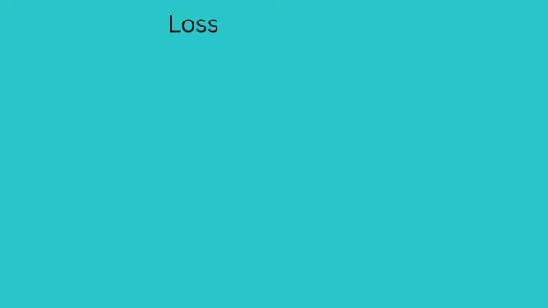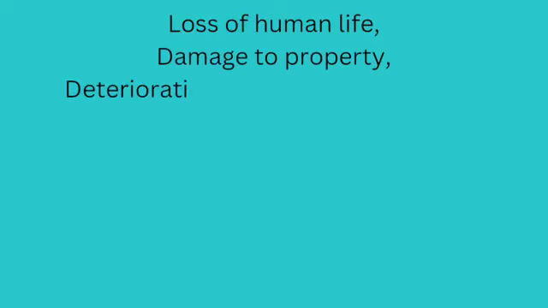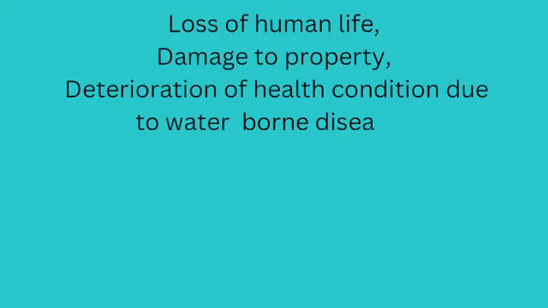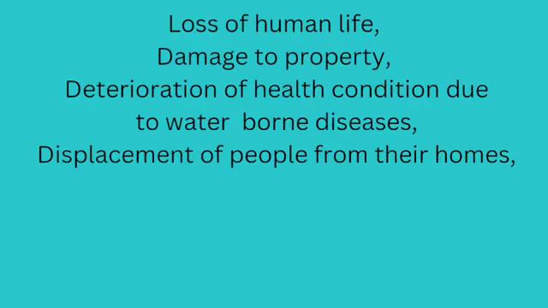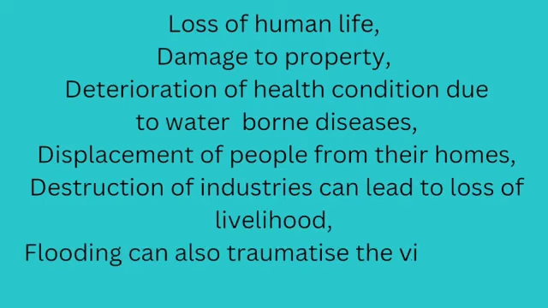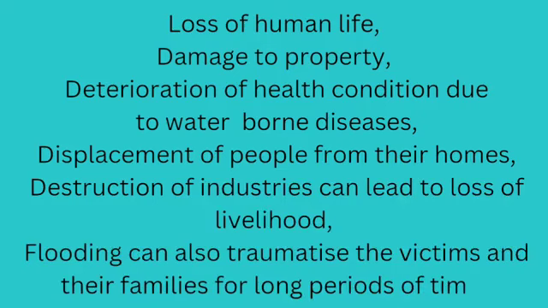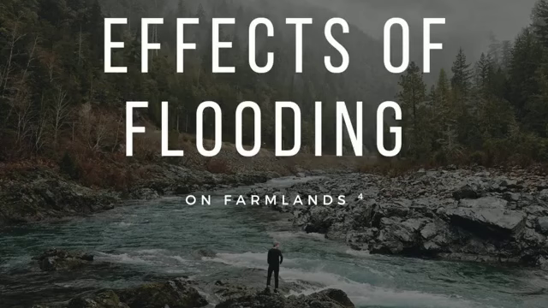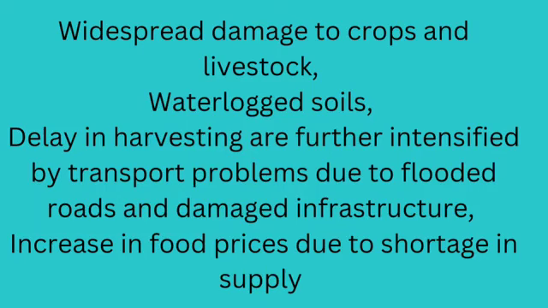And now we are going to also look at the effect of flooding on farmland. The effects of flooding in our farmland include widespread damage to crops and livestock, waterlogged soil, delay in harvesting further intensified by transport problems due to flooded roads and damaged infrastructure, increase in food prices due to shortage in supply. How can we prevent flooding?